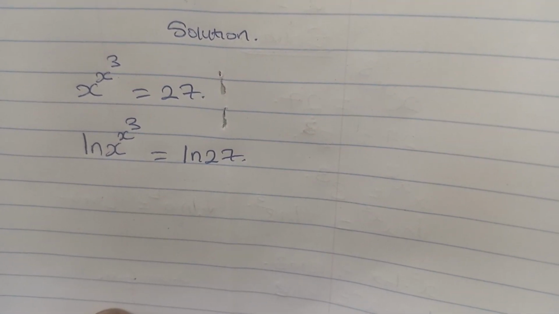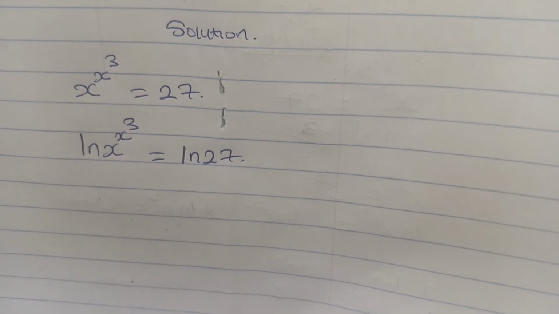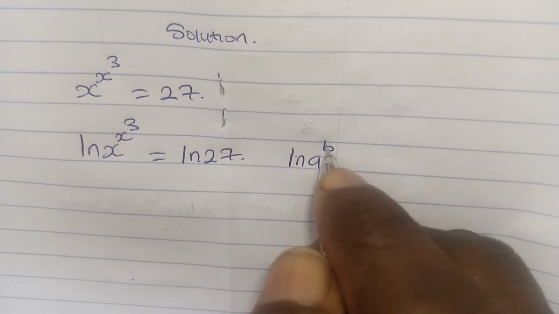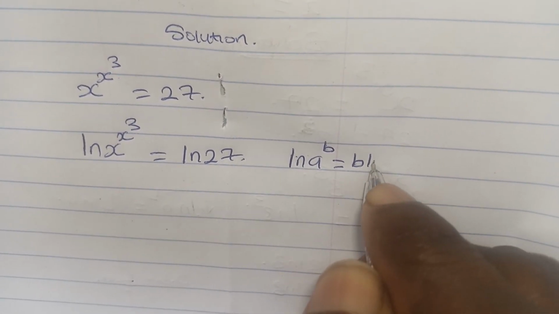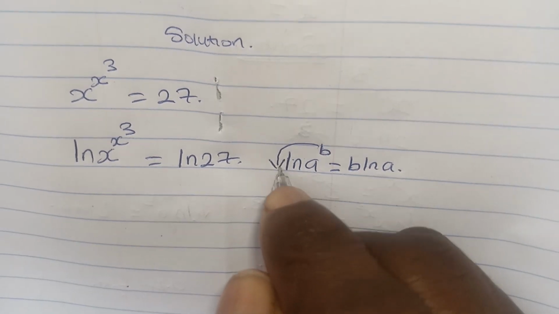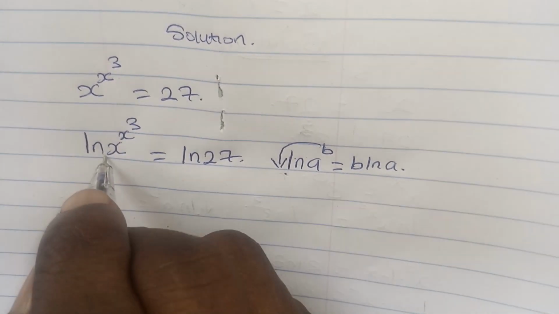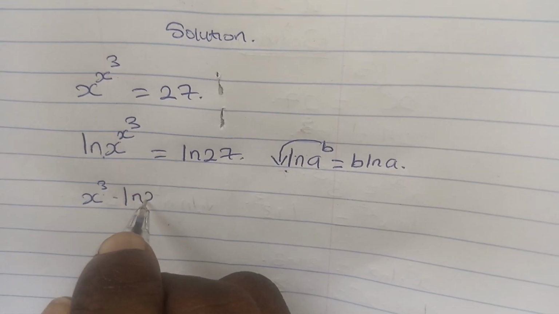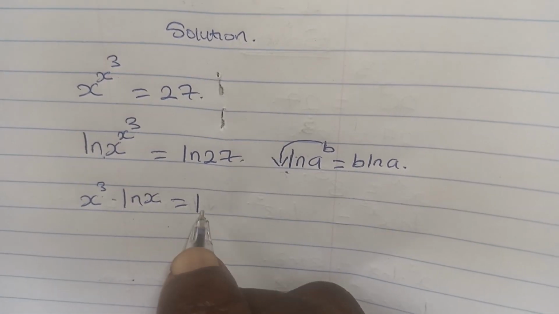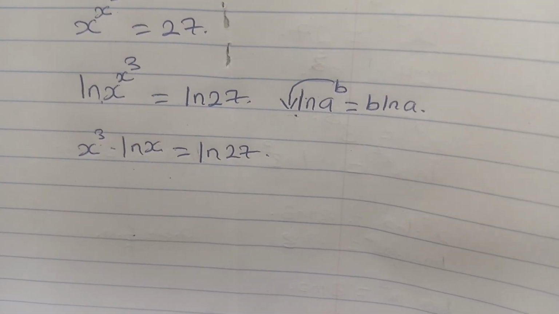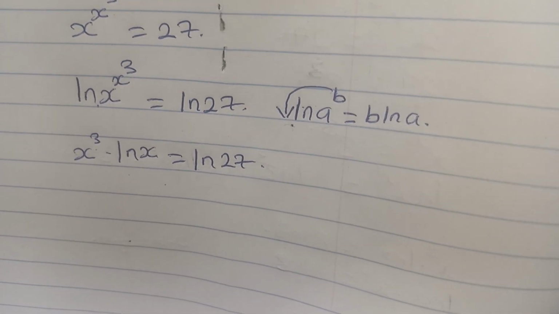Okay, note, if you're having ln of a to the power of b, it is also equal to b ln a, because the exponent will be coming to the front. If we apply this principle here, we have x to the power of 3 times ln of x is equal to ln 27. So this is what we are now having.